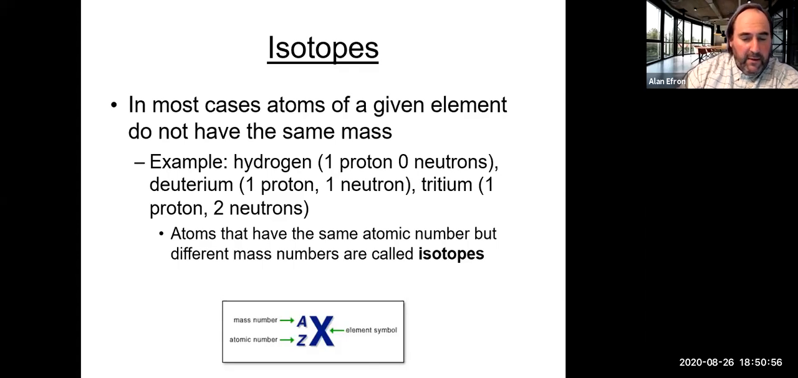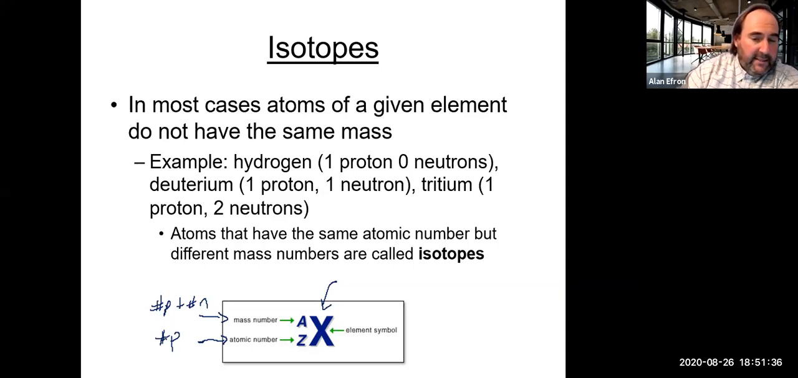A very common way that we write it is like what we see down here. We write the chemical symbol. Top left goes the mass number, which is our number of protons plus our number of neutrons. Bottom left goes the atomic number, which is our number of protons. An example of this would be hydrogen. Hydrogen has 1 proton and no neutrons. Deuterium, which is sometimes referred to as heavy hydrogen, has 1 proton and 1 neutron. Tritium has 1 proton and 2 neutrons. That's really the radioactive version of hydrogen.